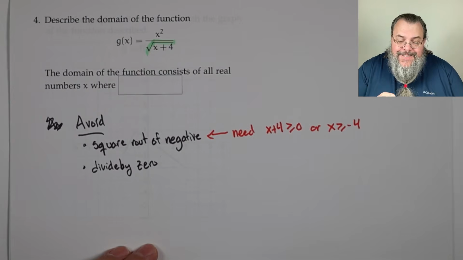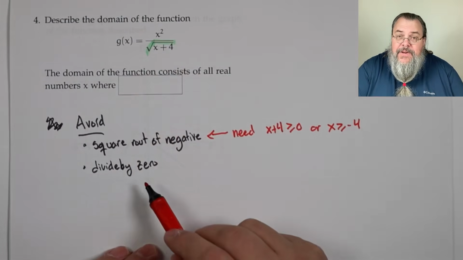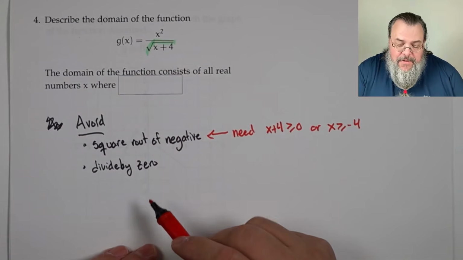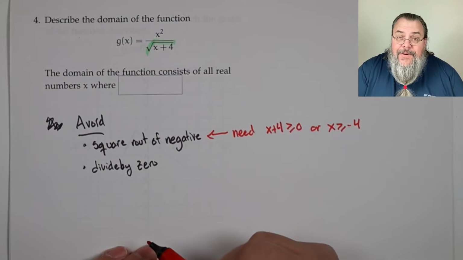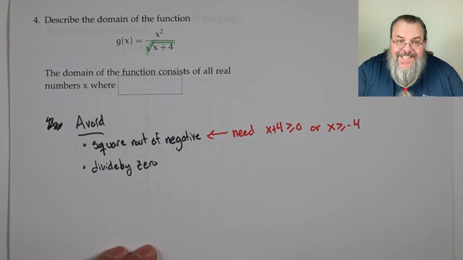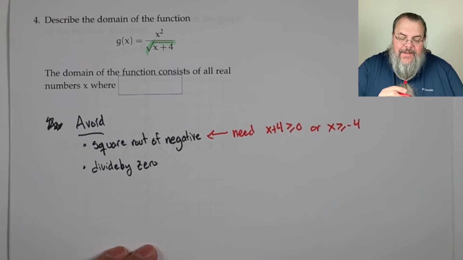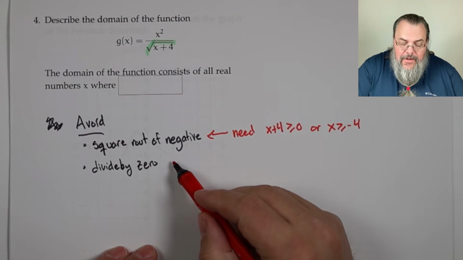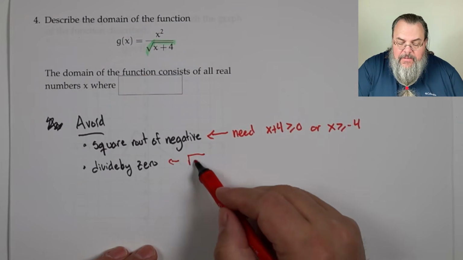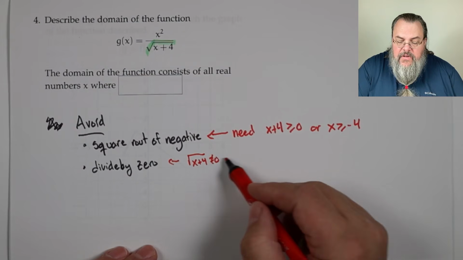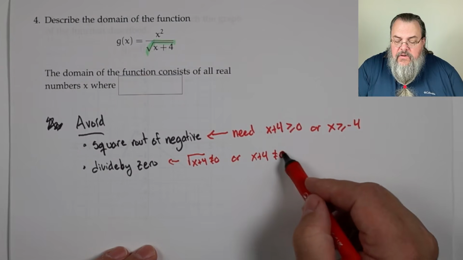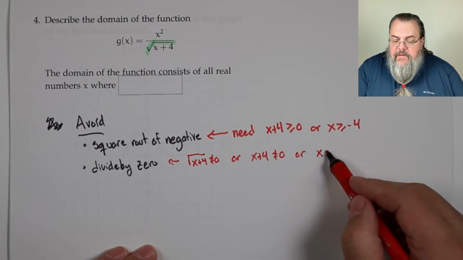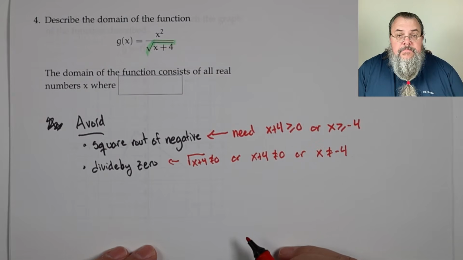But we're not done yet. Just because we solved one problem doesn't mean we don't have another problem. Maybe we have multiple problems. Divide by 0. Can square root of x plus 4 ever be 0? Yes! Yes, it can. Okay, right? Because the square root of 0 is 0. So you say, oh, okay. Well, so that says, look, I need the square root of x plus 4 to not be 0, or x plus 4 is not 0, or I can't have x be -4.